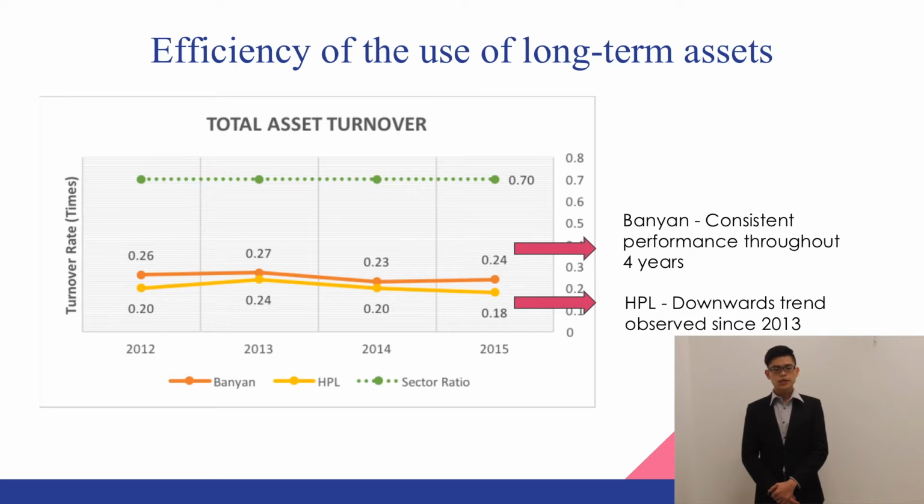On the other hand, HPL can better manage their assets to generate sales by investing the amount owed by associates and joint entities. By allowing that sum of money to idle around, HPL is essentially losing money which they could have earned through investments.